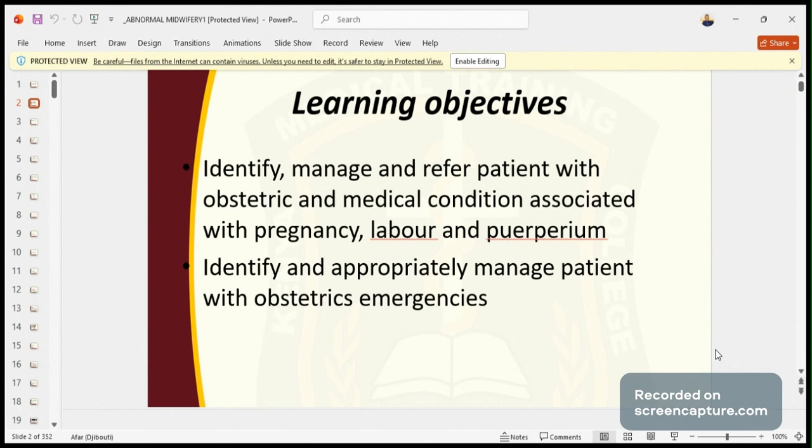That is gyn. So we're going to check today on abnormal midwifery and its pattern, obstetric and medical conditions which are associated with pregnancy, labor, and even puerperium. Pregnancy, that is the gestation period, which is 9 months in human beings, and then the labor, the process of giving birth or delivering, and then puerperium, that is after giving birth. So we are going to be in a position to even identify and manage patients with obstetric emergencies.